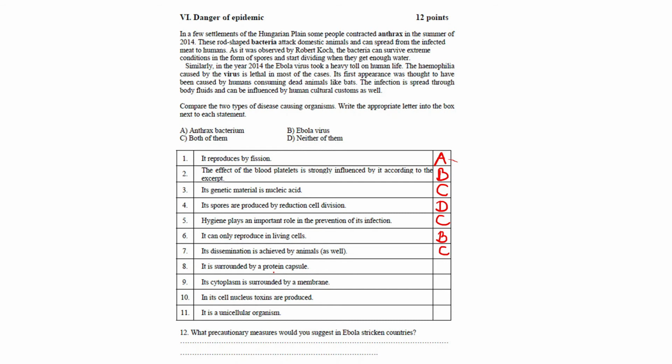It is surrounded by a protein capsule. That's true for the virus, Ebola virus. Its cytoplasm is surrounded by a membrane. That's going to be true for the anthrax bacterium, so A. In its cell nucleus, toxins are produced. None of them. It is a unicellular organism. That is the bacterium, so A. What precautionary measures would you suggest in Ebola-stricken countries? Bodily contact should be avoided with the infected people.